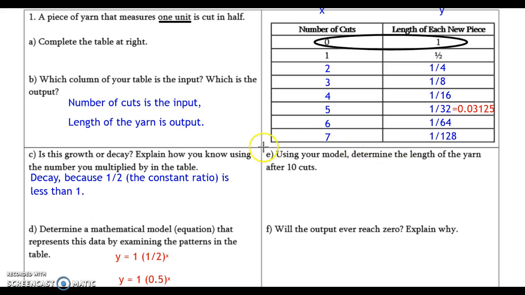Using your model to determine the length of the yarn after 10 cuts, I'll allow you to try that one, and then letter F as well. I'll let you pause the video, and I'll come back when you're done.